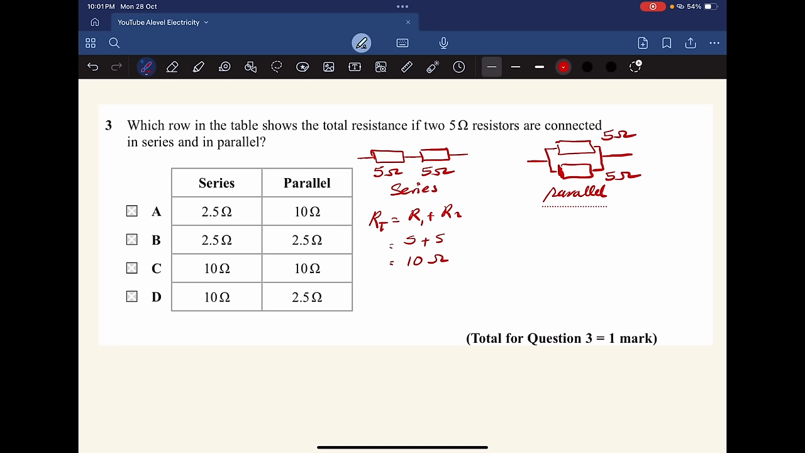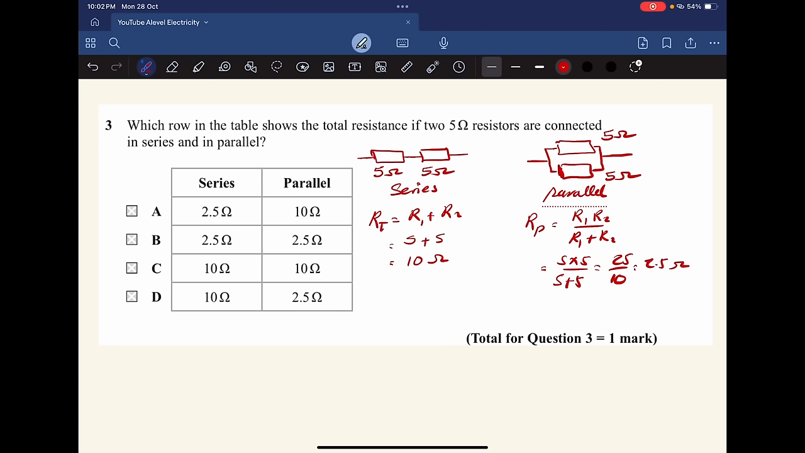For the parallel connection, there is one equation, R parallel, so R1 times R2 divided by R1 plus R2. So 5 times 5 divided by 5 plus 5, 25 divided by 10, which is 2.5 ohm.